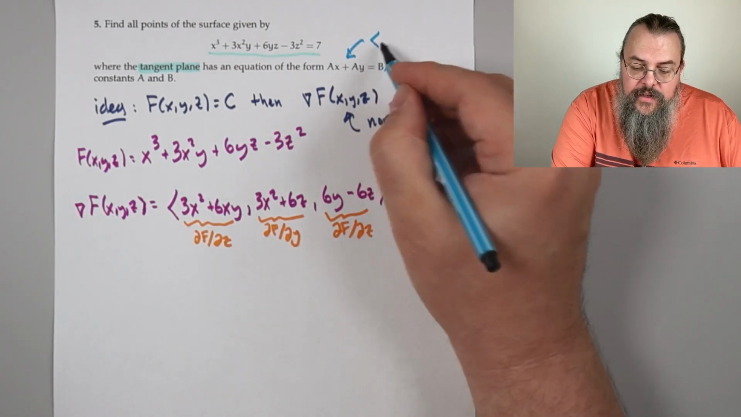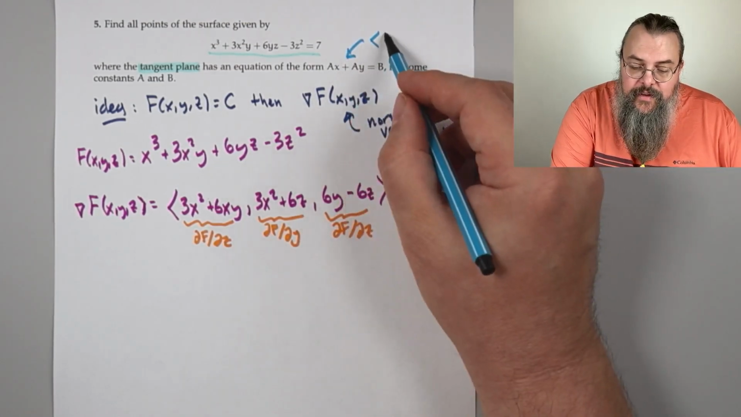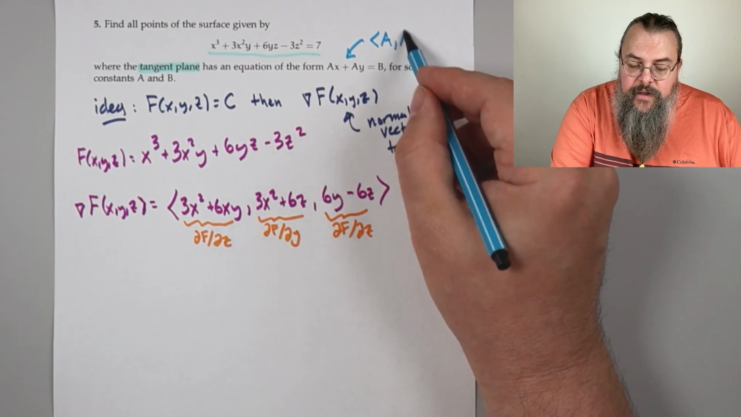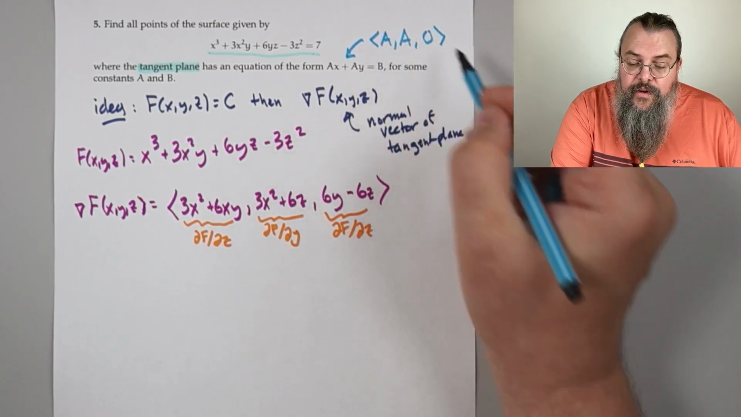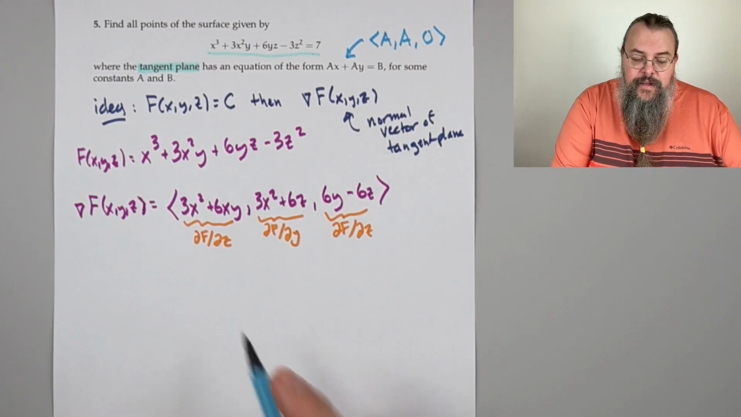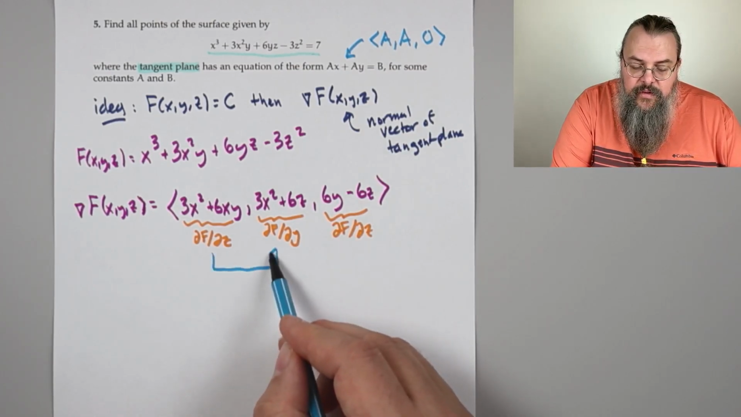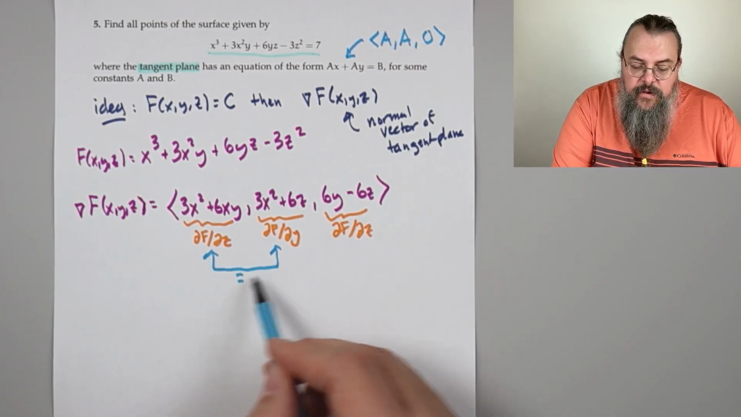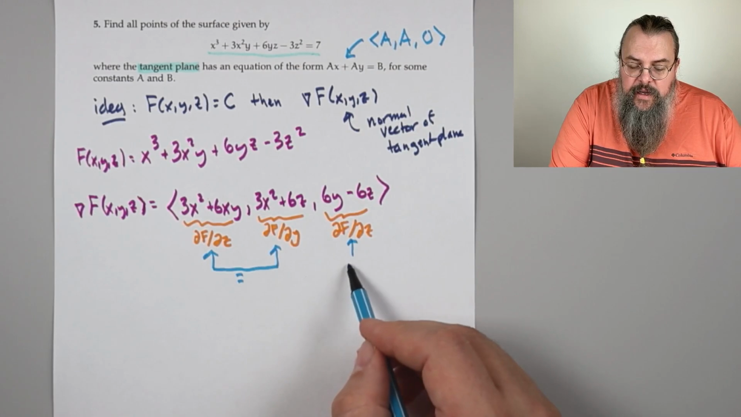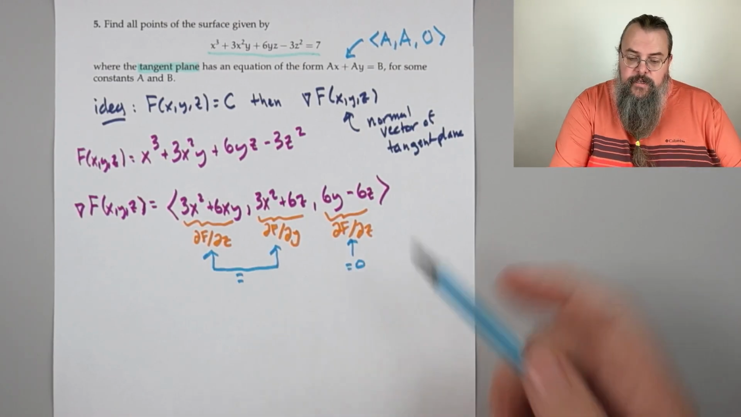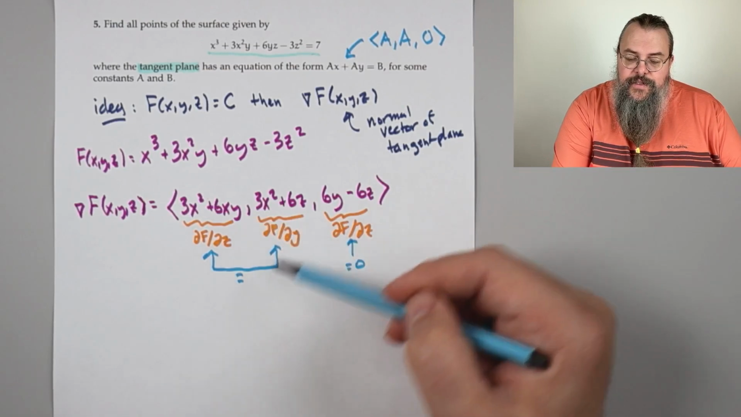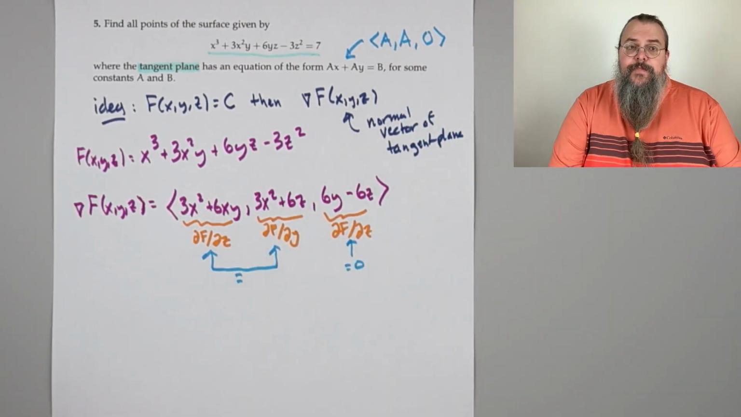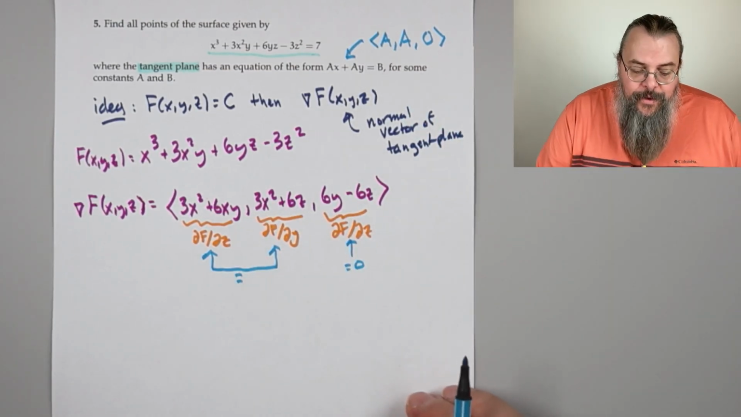The normal vector, well, the coefficient of x is a, coefficient of y is a, coefficient of z is 0. So what does that say? It says that these two pieces have to be equal, and this part has to equal 0, right? Because we need the third coordinate to equal 0, and the first two coordinates have to match.